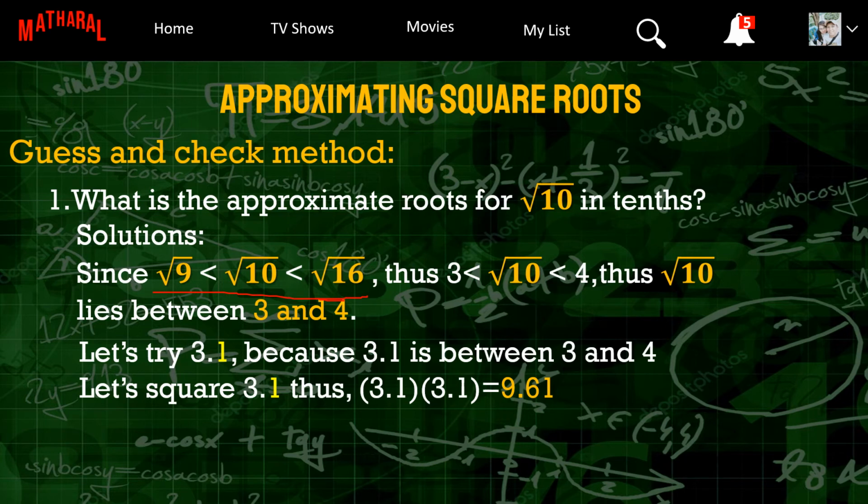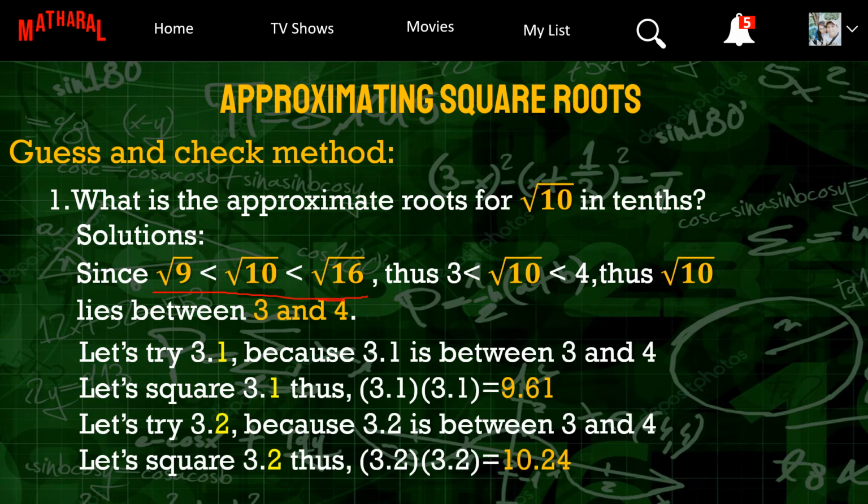Okay, aside from 3.1, we can have 3.2. So, again, 3.2 is between 3 and 4. So, that is why, pasok pa rin po siya. So, square natin si 3.2. So, we have 10.24 as you have seen. Ayan po. And this is it.